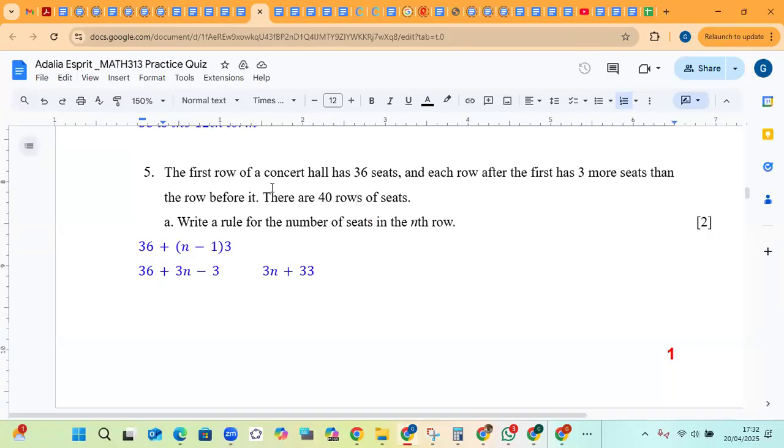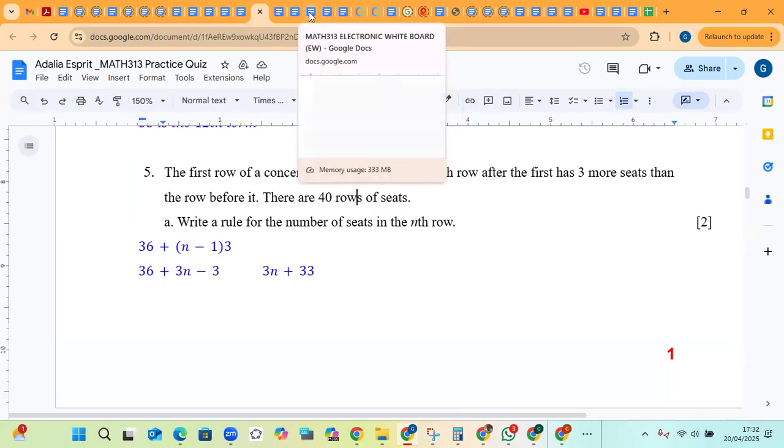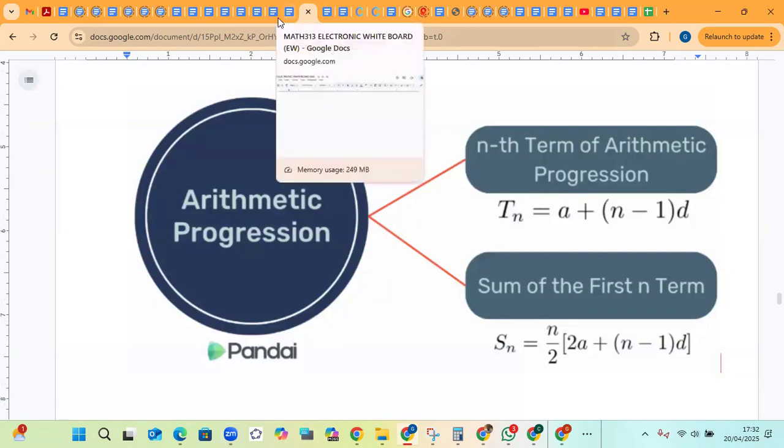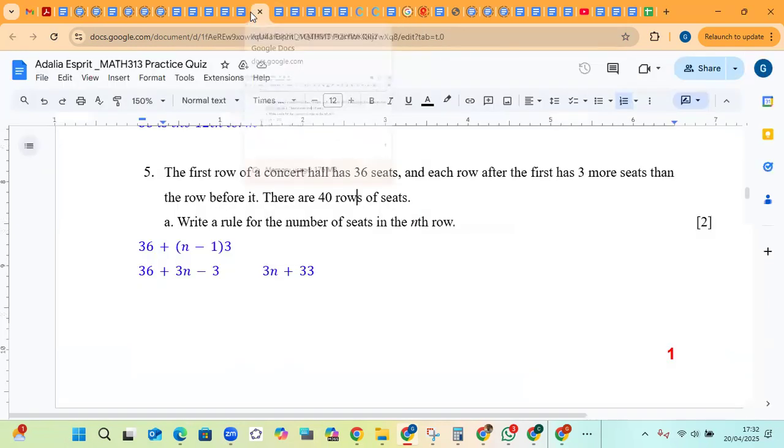So it says the first row is 36. So A must be 36. That's the first value, the first term. N, remember we're looking for a general formula for N, so N remains N. And 3 is the common difference. Okay, so as you can see, A plus N minus 1 D: 36 plus N minus 1 times 3.